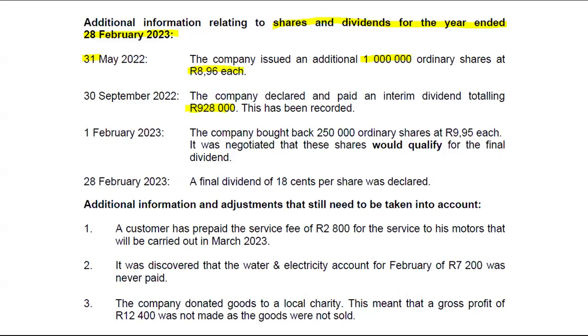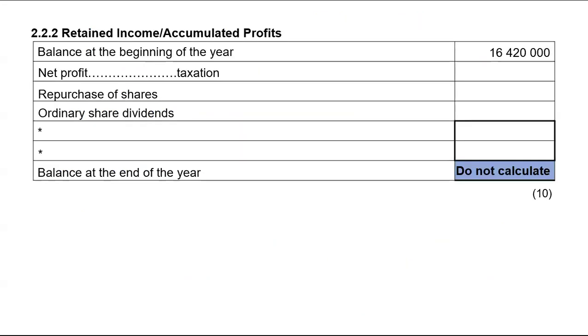Got it? Good. So where are we going to record those interim dividends? Where do we record interim dividends? Interim dividends will be recorded in retained income under ordinary share dividends. I prefer to call it dividends on ordinary shares. So I will have interim dividends and the amount will be 928,000.